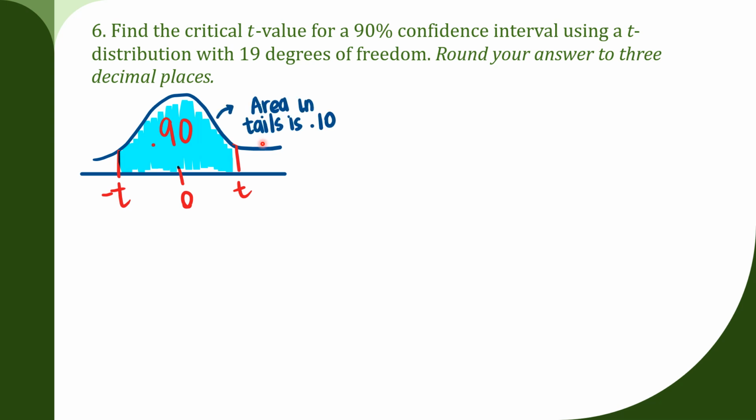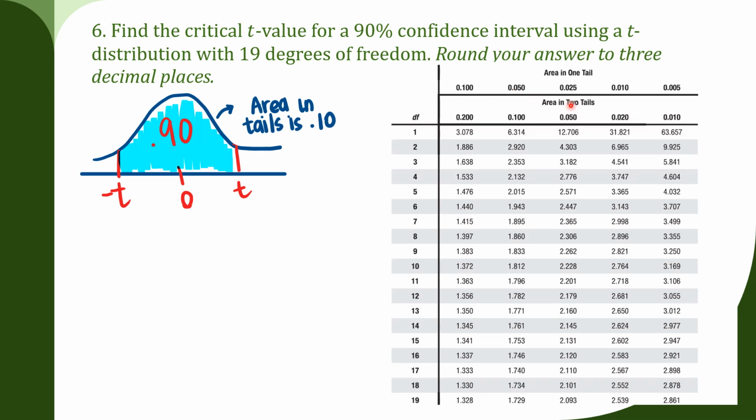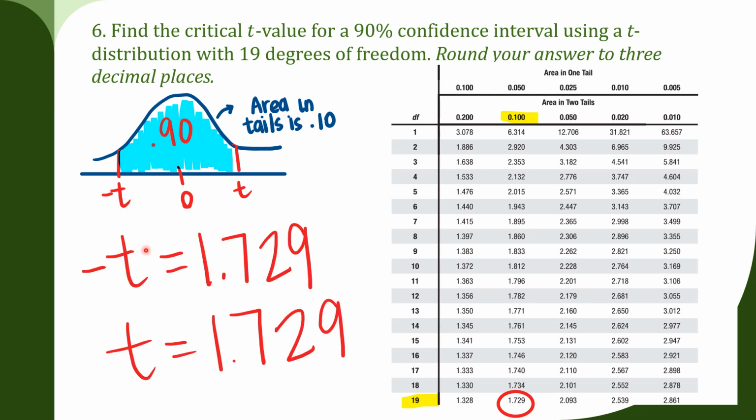So we'll pull up our little table. We're looking at the area in two tails as 0.1. Over here is 0.01. Here's 0.1. So highlight that column and that row like we've been doing. 19 degrees of freedom is down here at the bottom. And there's our intersection of that row and that column. So again, two critical t values, so negative 1.729 and positive 1.729.